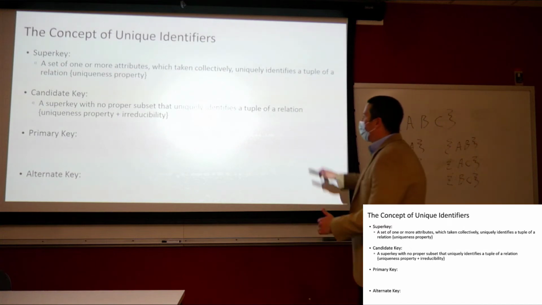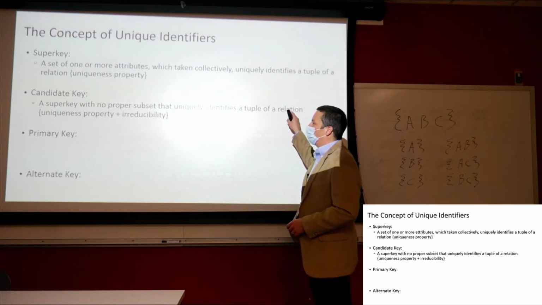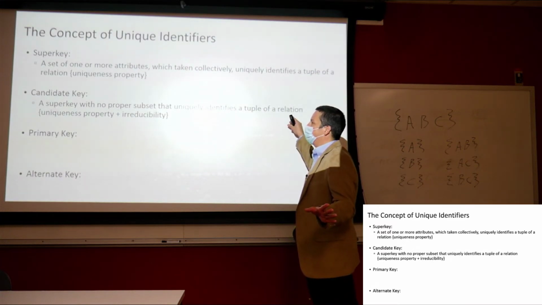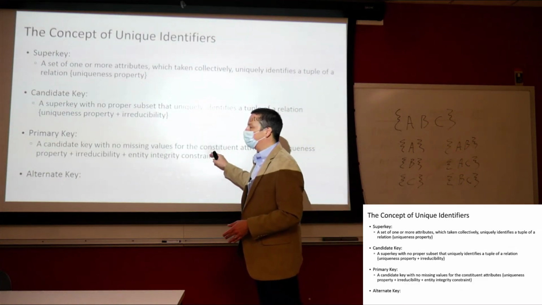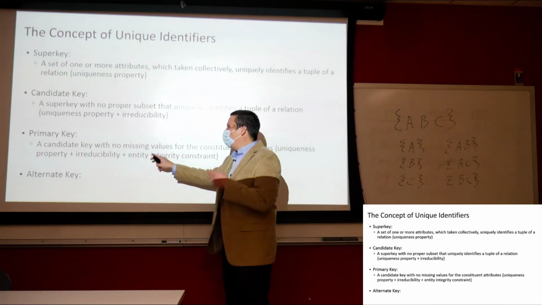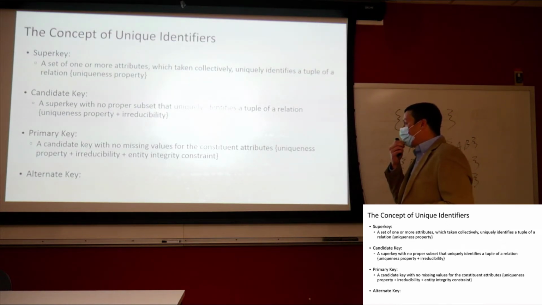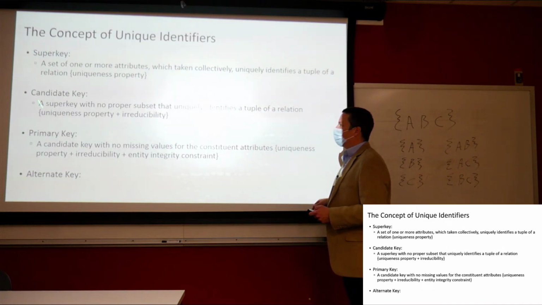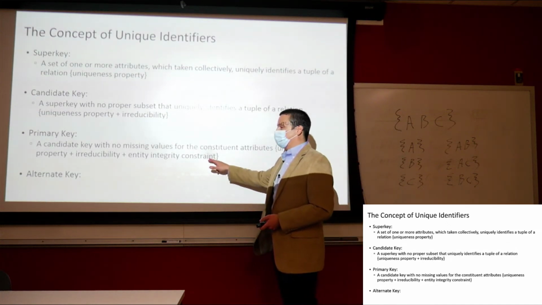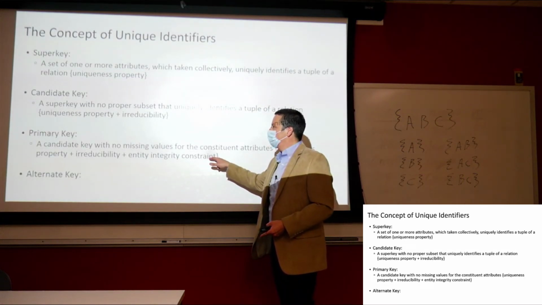So we're going to have a whole bunch of superkeys. We're going to have some smaller number of candidate keys. And then from our set of one or more candidate keys that we identify, we're going to bless one of them, or identify one of them, as being our primary key. And this is a candidate key with no missing values for any of the constituent attributes that make up that key. So we have the property of uniqueness from the superkey, the property of irreducibility from the candidate key, and also the entity integrity constraint. And this is just saying that we cannot have any missing values. We cannot have any null values.